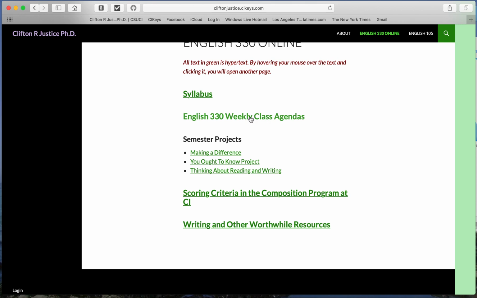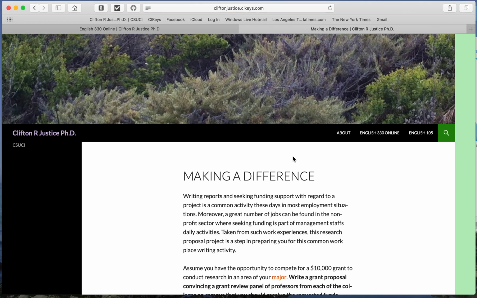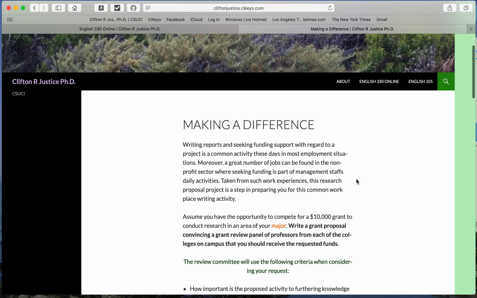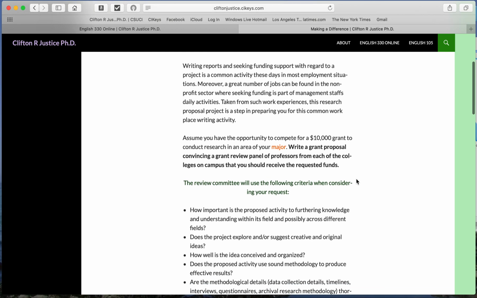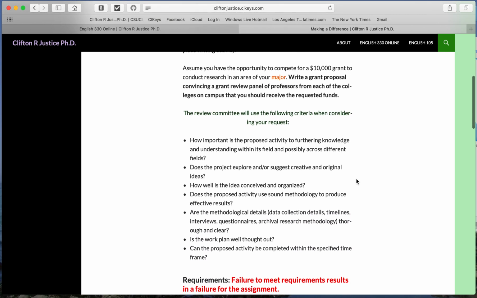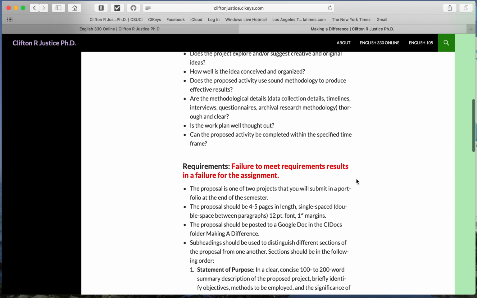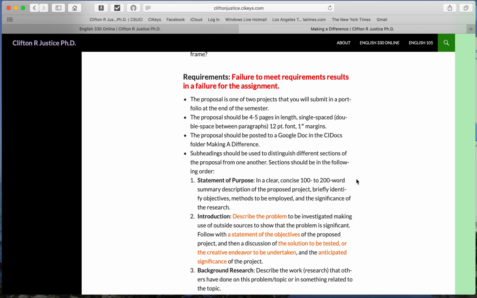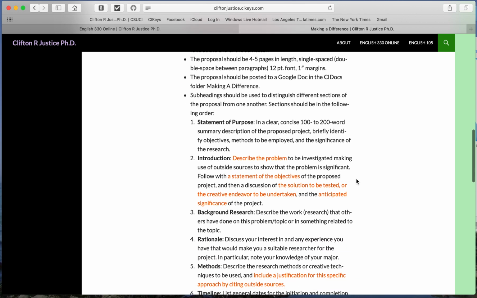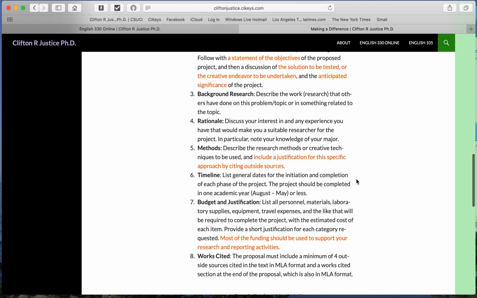We'll skip the class agenda for a moment and go down and take a look at the semester projects. Here's the first one that you'll be dealing with. It's called Making a Difference. It's fundamentally a research proposal that you're going to put together. There are quite a few details about how you do that, and you can find all that information here. This will be one of the first things you do. You'll be working with this in week 1, at least trying to understand the assignment. We'll then be breaking down what you do and when you do it, and over the course of the next few weeks, you'll be putting this together.